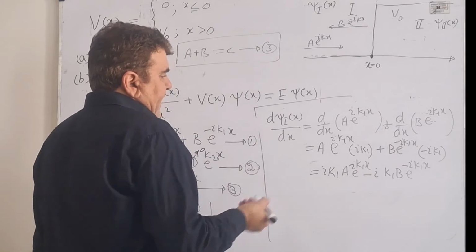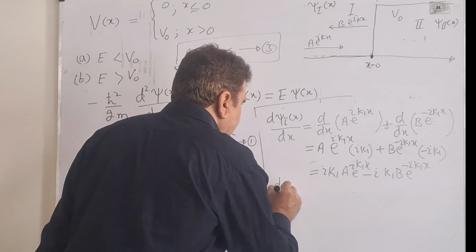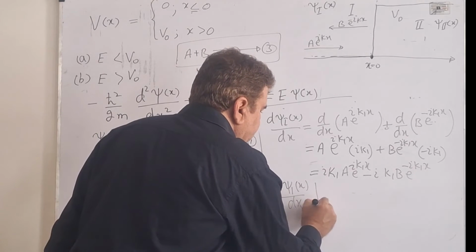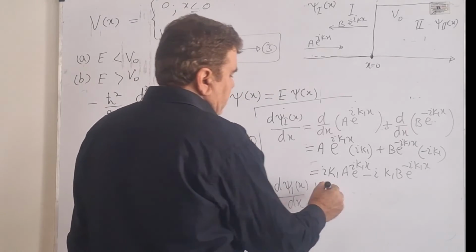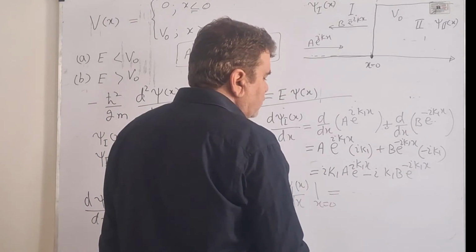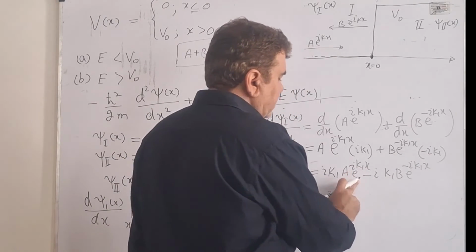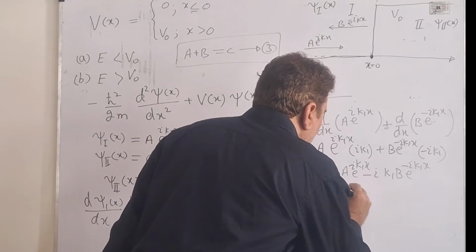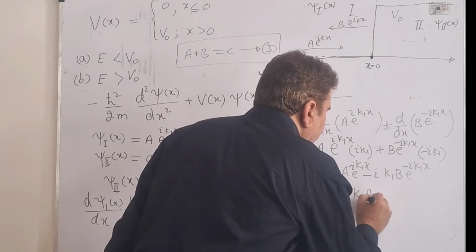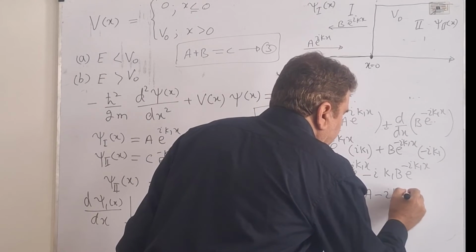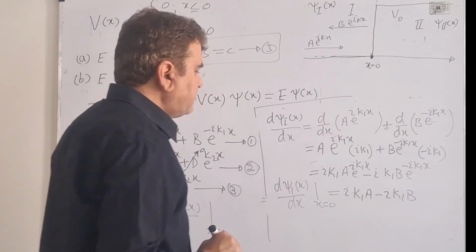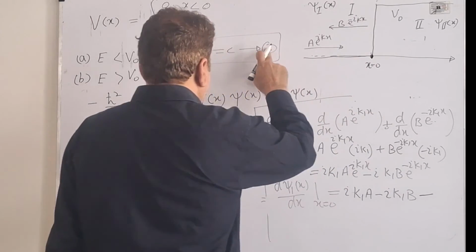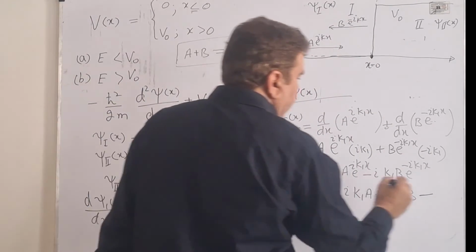And if I want to find this at the boundary, I can write d psi 1 of x over dx at x equal to 0 is equal to, putting x equal to 0 in these two terms, the exponent goes to 1, the exponent in this case goes to 1, and I'm left with only iota k1 times A minus iota k1 times B. Let me call this equation 4, because the 3 we have over here, so this is equation 4.